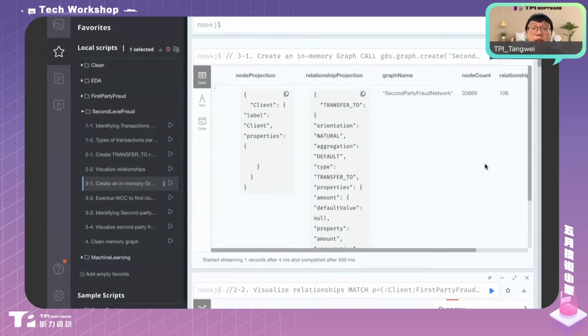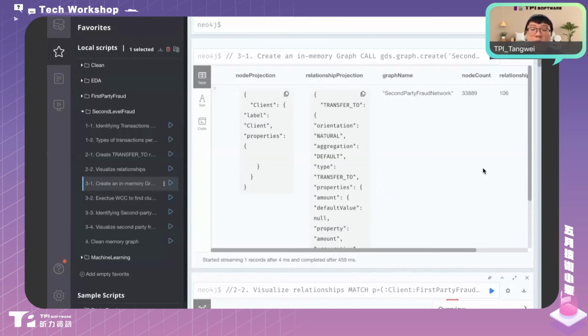The first is to use the community detection algorithm, the WCC, to identify networks of clients who are connected to first-party fraudsters. And then we will use a centrality algorithm, the PageRank, to compute a score based on how influential these clients are, when the relationships take into account the amount of money transferred to or from the fraudsters. And then we will use the PageRank score to assign the second-party fraud score, like the risk score, to these clients. So the first step, we will execute the WCC to find the clusters.